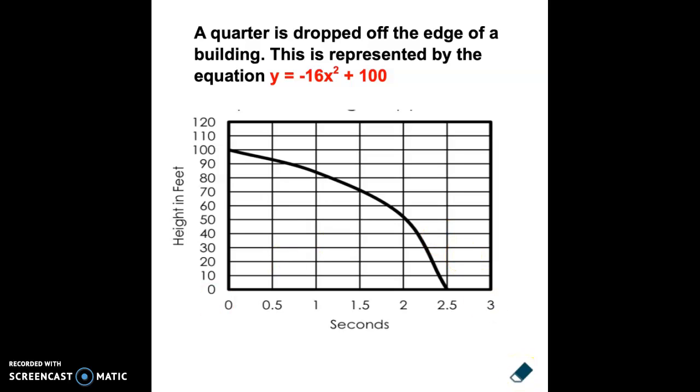Alright, so let's look here. A quarter is dropped off the edge of a building. This is represented by the equation y equals negative 16x squared plus 100. And then we have a graph of that situation below there. Without looking at the graph though, just by looking at the equation, how do you know that the graph of this equation is going to be a parabola? How do you know that this is a quadratic equation?